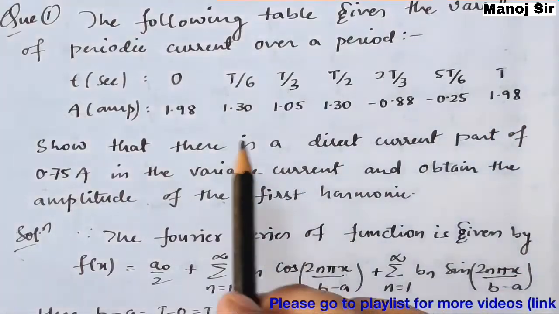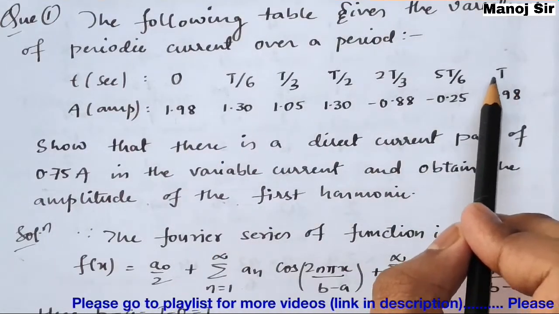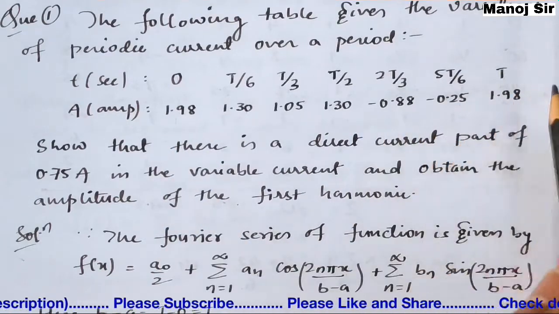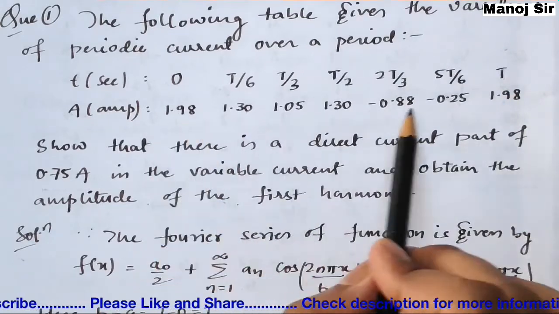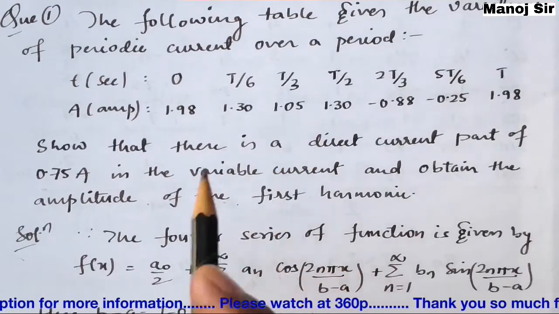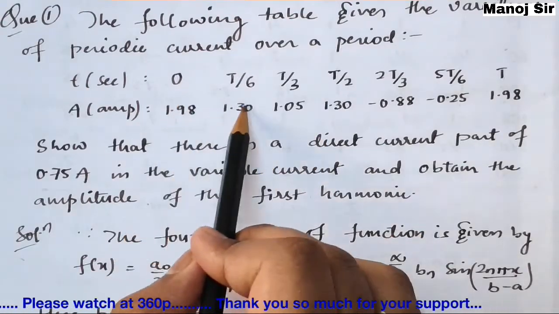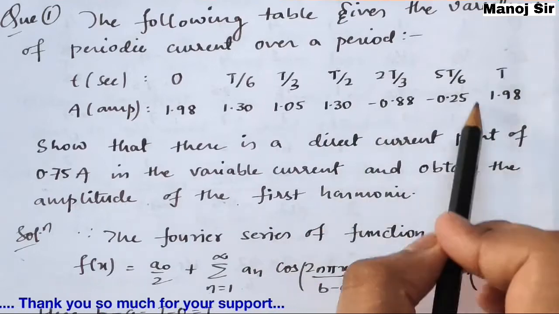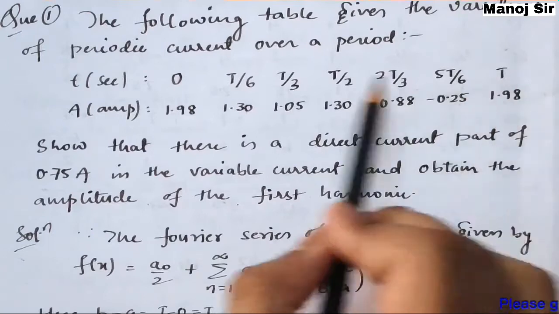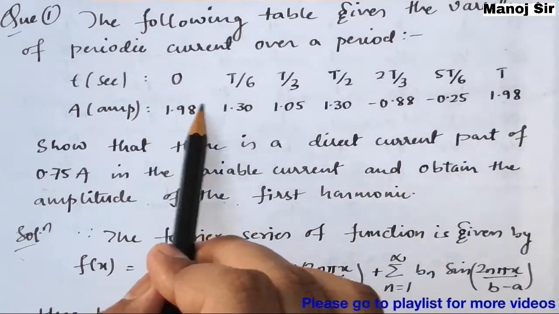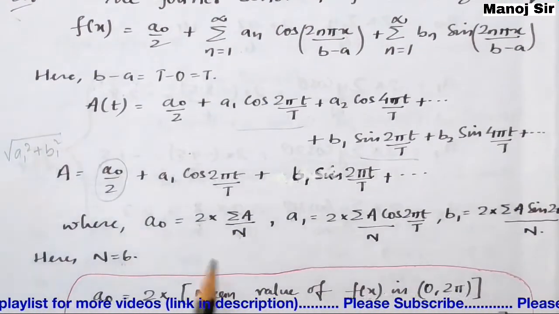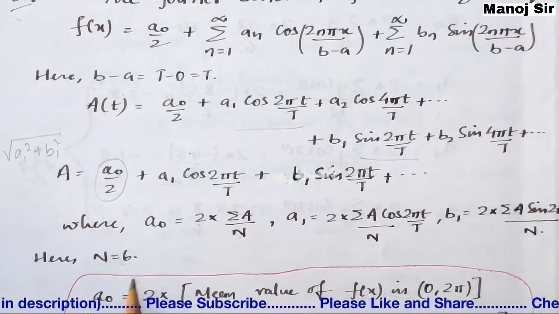After the value 1.98, from this value onwards these values are going to repeat. I am repeating this once again: from this value onwards these values are again going to repeat. So if you want to find capital N, it is 1 2 3 4 5 6. We are not going to consider this part, because this part is the same as this part. So the number of n is 1 2 3 4 5 6, that is capital N becomes 6.